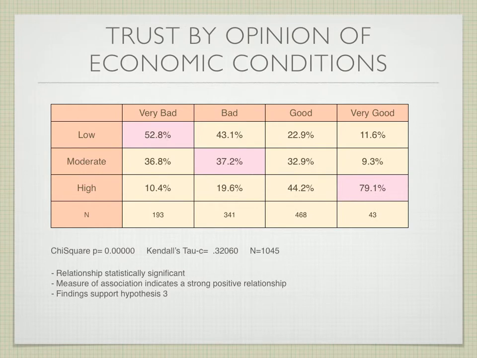The cross-tabulation for trust versus opinion of economic conditions in Morocco shows chi-square probability value of 0.0000 and tau c value of 0.32060, which means that there is a strong positive relationship between the two, and that there is almost no chance that the resulting relationship is due to sampling error. The percentages in the table show that those with a very bad opinion of the economic situation in Morocco tend to have a low level of trust in the government, whereas those with a very good opinion tend to have a high level of trust in the government institutions. These findings support the third hypothesis.